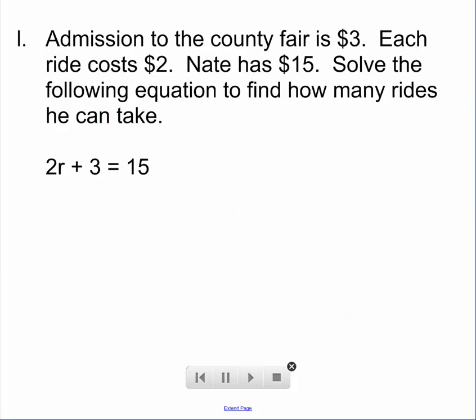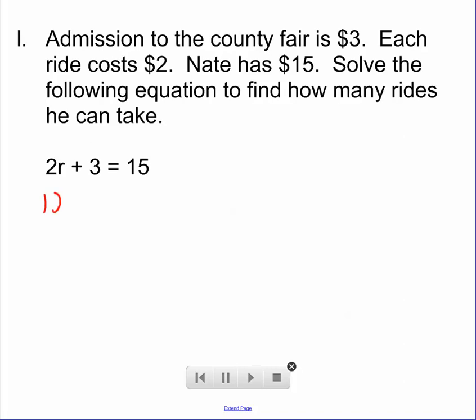Admission to the county fair is $3. Each ride costs $2. Nate has $15. Solve the following equation to find how many rides he can take. So, let's make some sense of this equation first. Every ride costs $2, but just to get into the county fair, he's got to pay $3. He's got $15, so how much can he afford? We'll solve this equation by inspection.